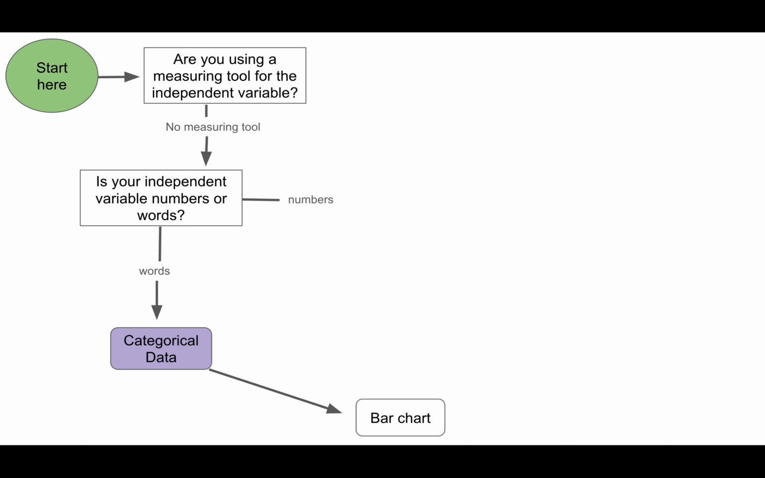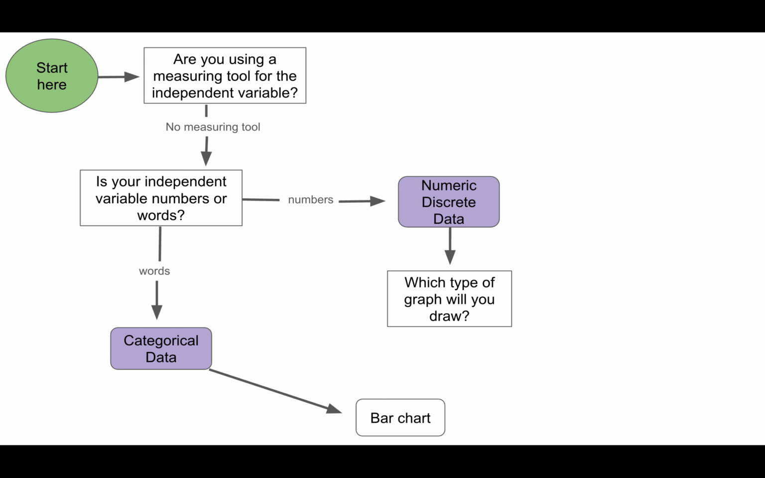But let's say that your independent variable was numbers. In other words, let's say you were asking people how many pets they have. That would be a number for an answer. That would be called numeric discrete data. Again, you're not measuring it, you're just counting how many pets they have.